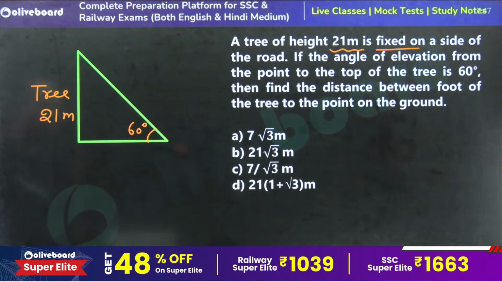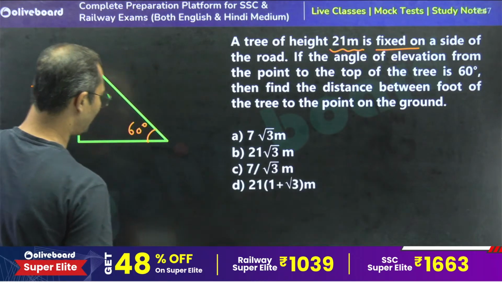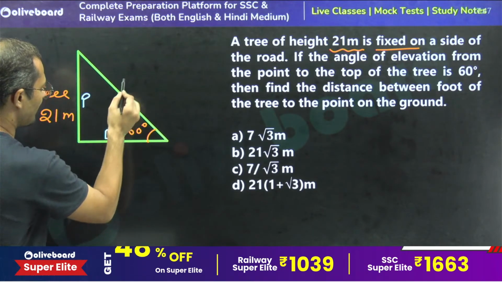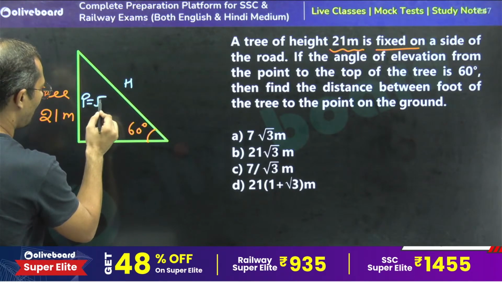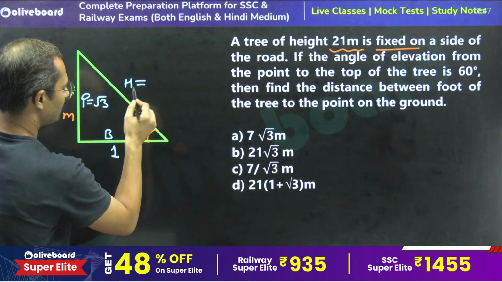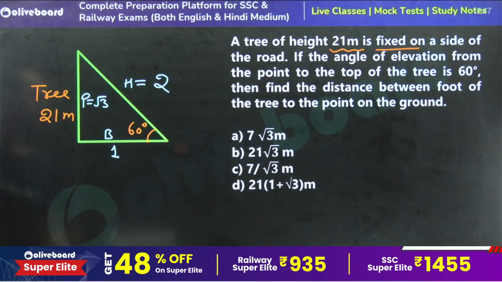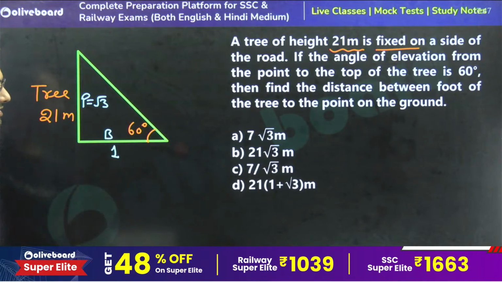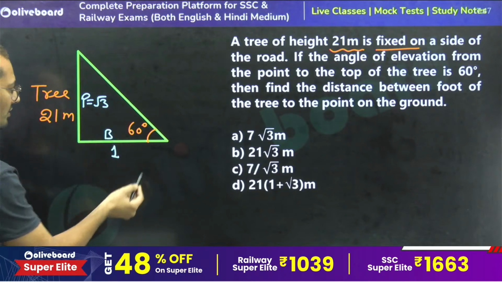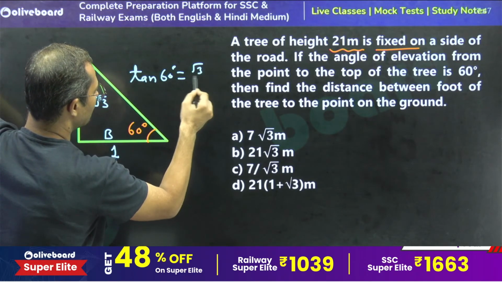Is this clear? So here we can take the ratio of sides. So here we can apply tan 60. Tan 60 is perpendicular upon base. So this is perpendicular, this is base, this is hypotenuse. So this is how much? √3. So base is equal to 1. So hypotenuse would be equal to how much? This is equal to 2. Is this clear? I think no need to write this, right? So just write the ratio of tan 60. So we know that tan 60 degree is equal to √3 by 1.